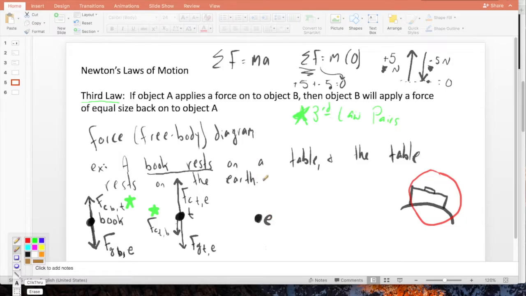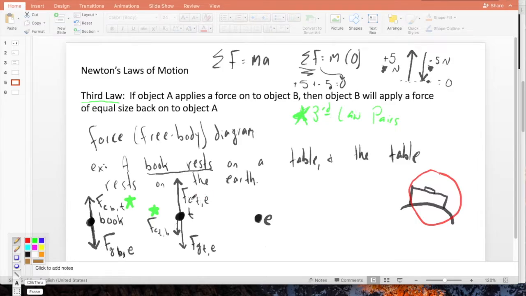Let's think about this. Should I show the earth having any downward gravitational force? No, the earth is not attracted by its own gravity. It is attracted by the gravity of the sun, things like that, but the sun is not in my system, so I'm not really going to worry about that right now. So what am I going to show? Well, is the earth being pushed down by anything?